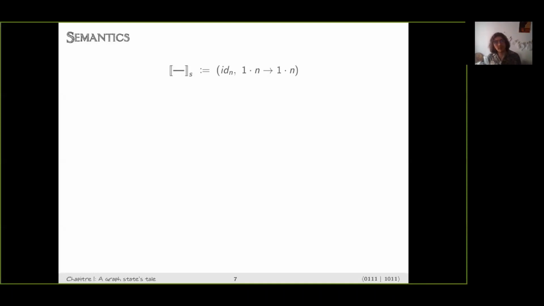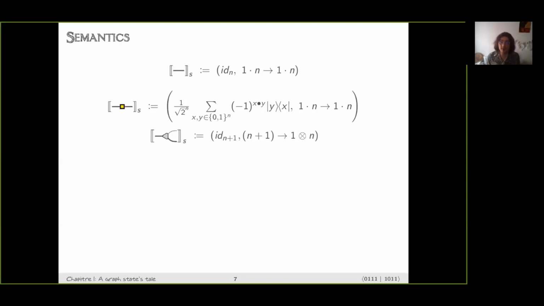So we see here the identity of size n is the identity on the Hilbert space, and the type is saying one wire of size n to one wire of size n. This is the same for the Hadamard gate of size n. You see, it's just the tensor product of n Hadamard gates, and it sends one wire of size n to one wire of size n. A more interesting case is the interpretation of the divider. Here we see this is the identity on the Hilbert space, but a divider changes the organization of data because it sends one wire of size n plus 1 to one wire of size 1 and one wire of size n. So I give you also the interpretation of the spider.